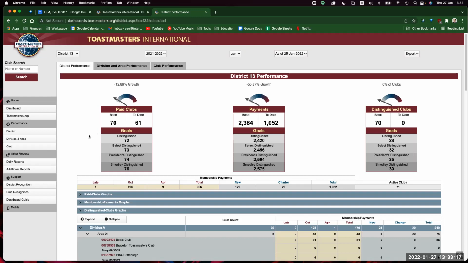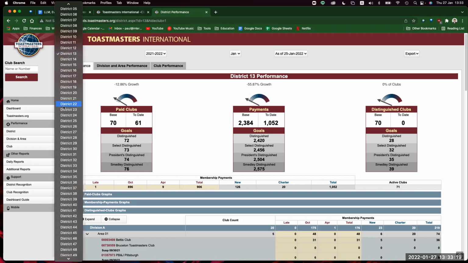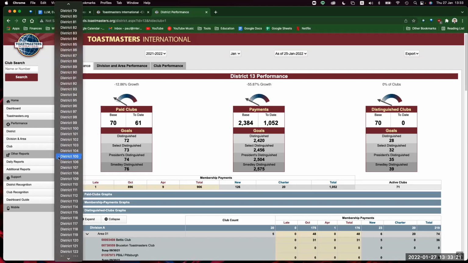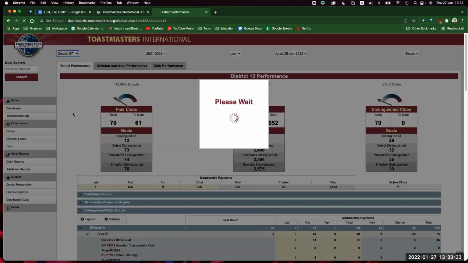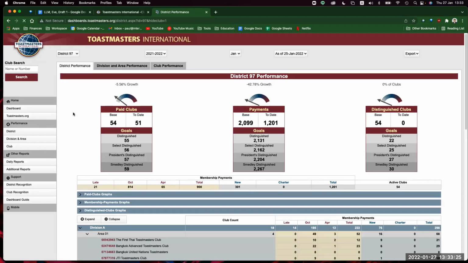So District 97 is the one in Thailand, right? Which is like 10 clubs or 20 clubs. What is your club name? My club is called Lam Tong Toastmasters Club. What does that mean? It's an area in Thailand, right? Yeah, Lam Tong.